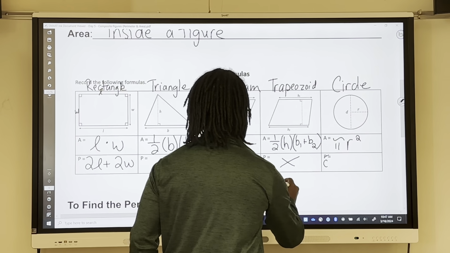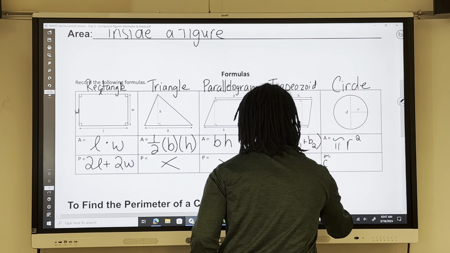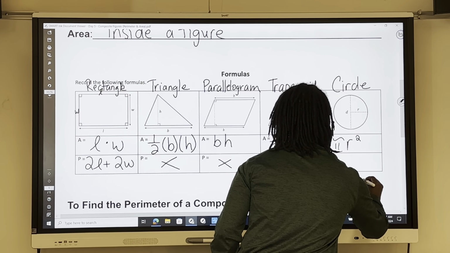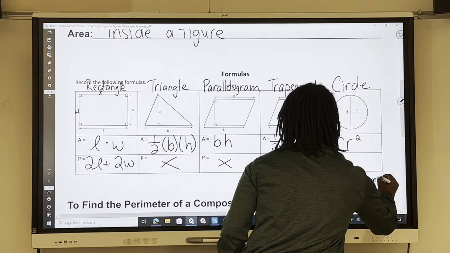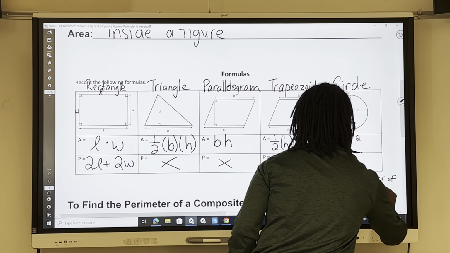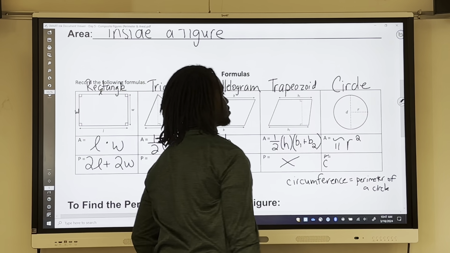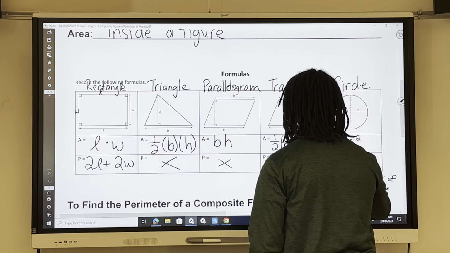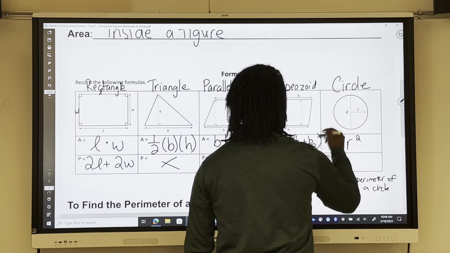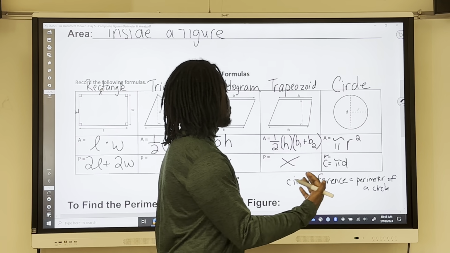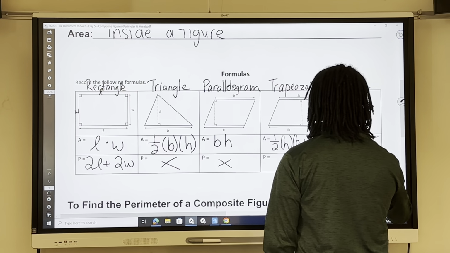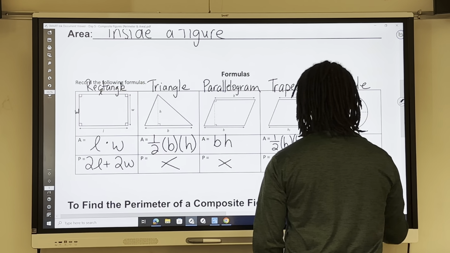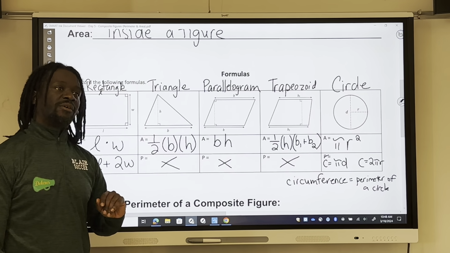Again, it is the perimeter, right? So circumference equals the perimeter of a circle. Instead of using P, it is C, and there are actually two formulas. You can multiply pi times the diameter, and pi is 3.14. Usually we're going to use that. Or if I have the radius, I do 2 pi r. So there are two formulas for that.